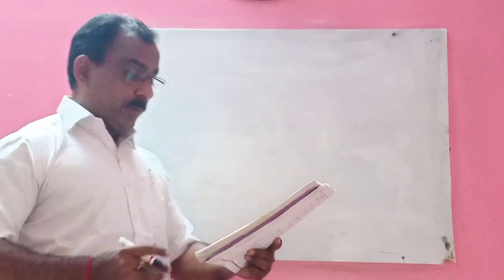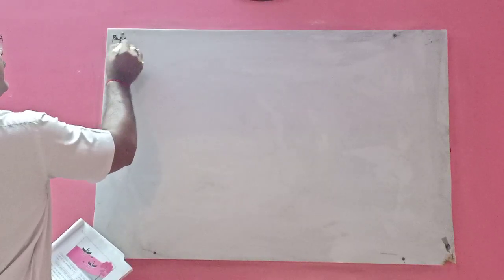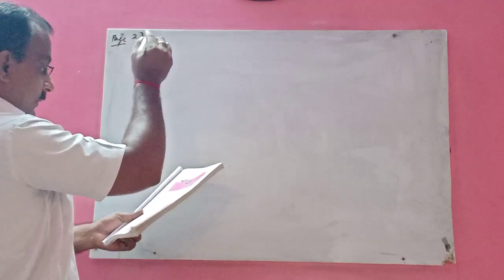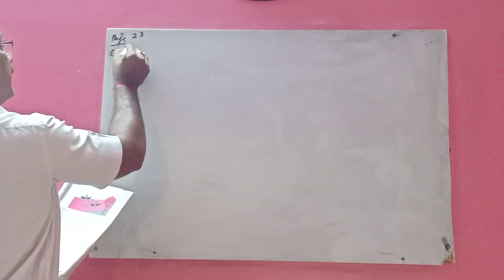Now children, page number 23. Sum number, example number 3. Very important sum, children.